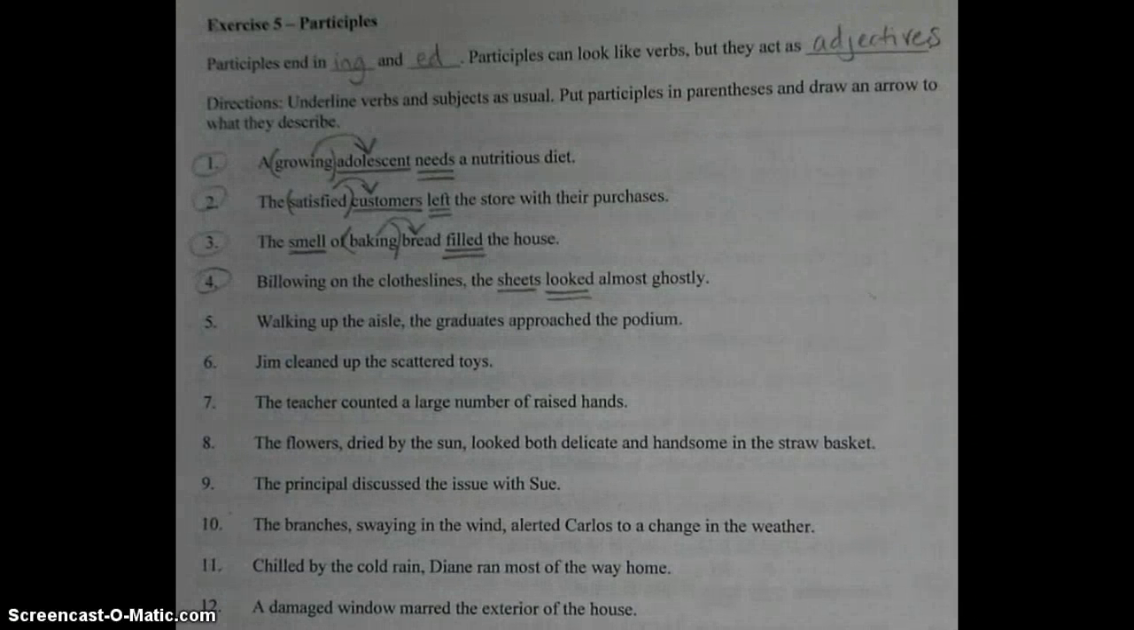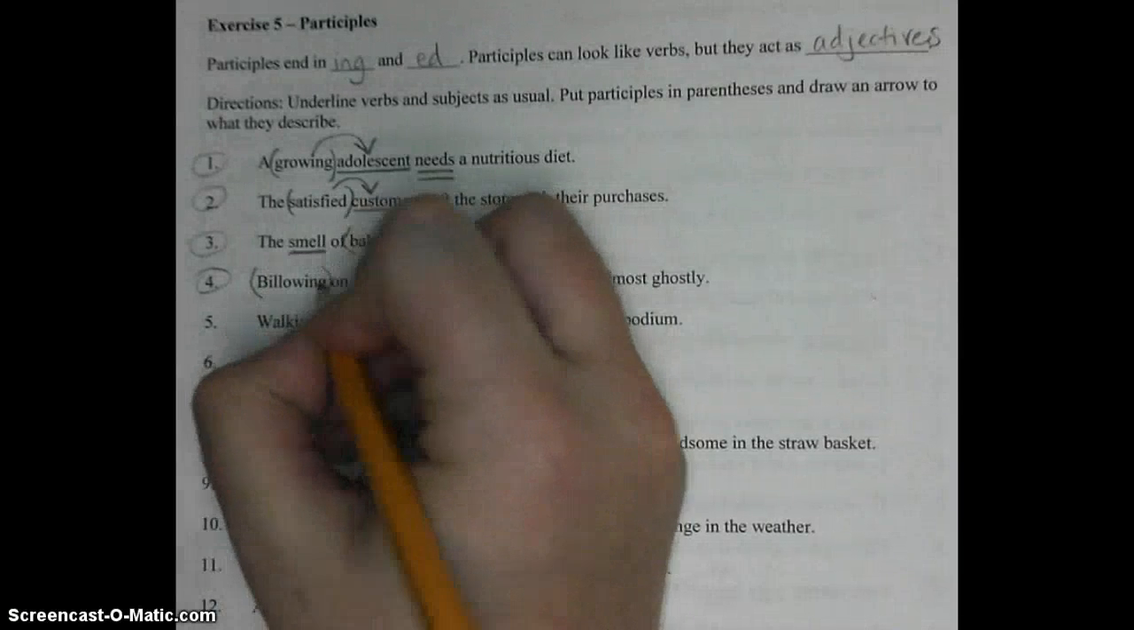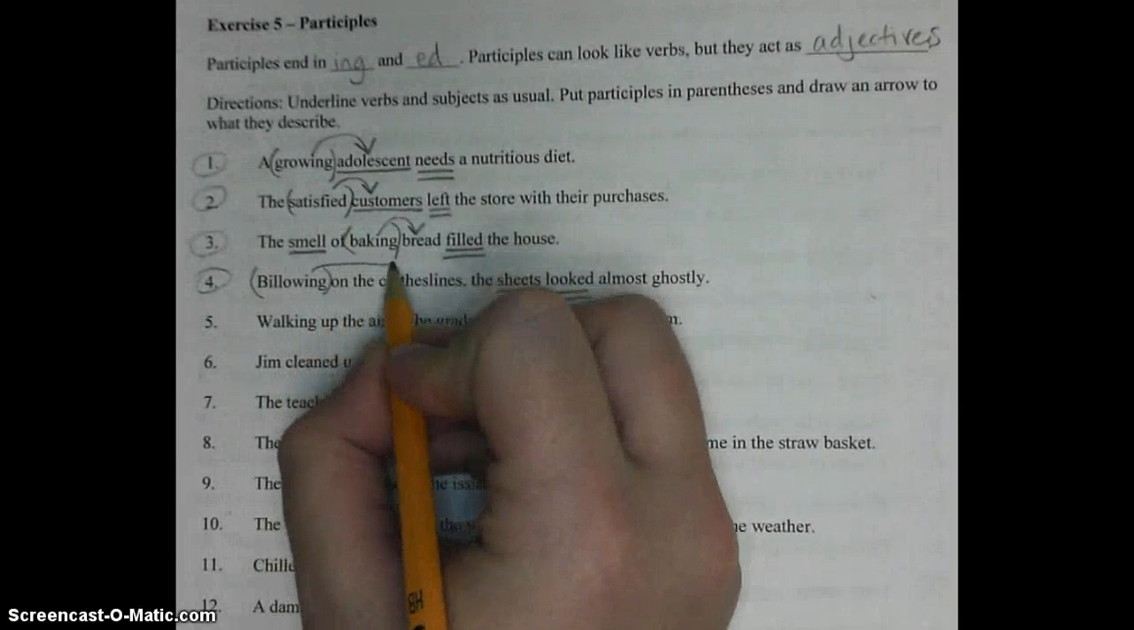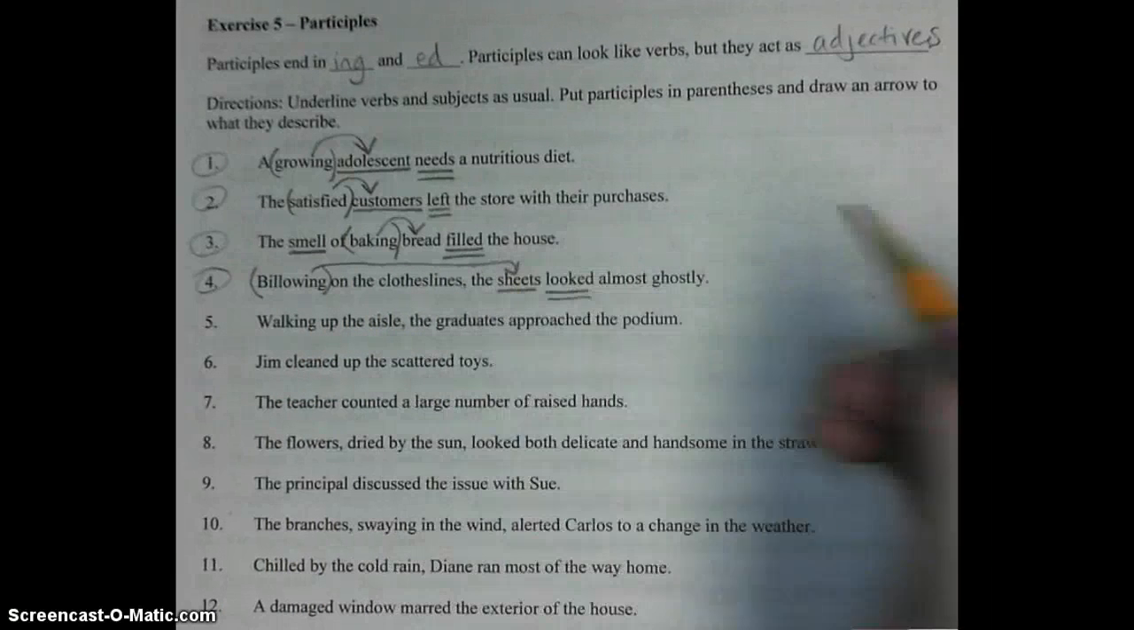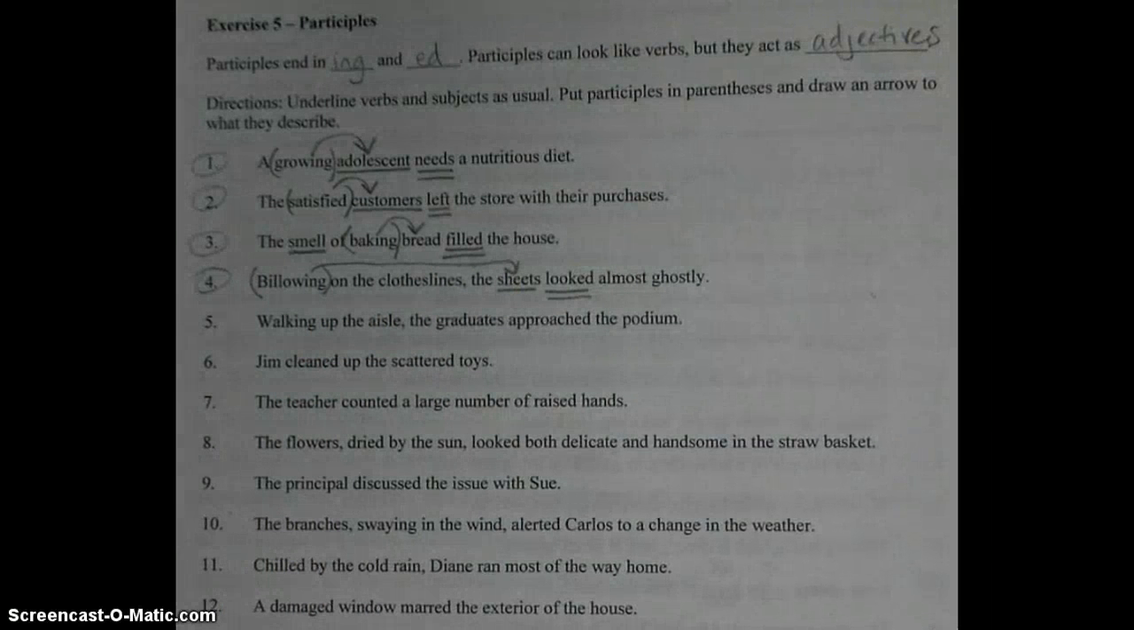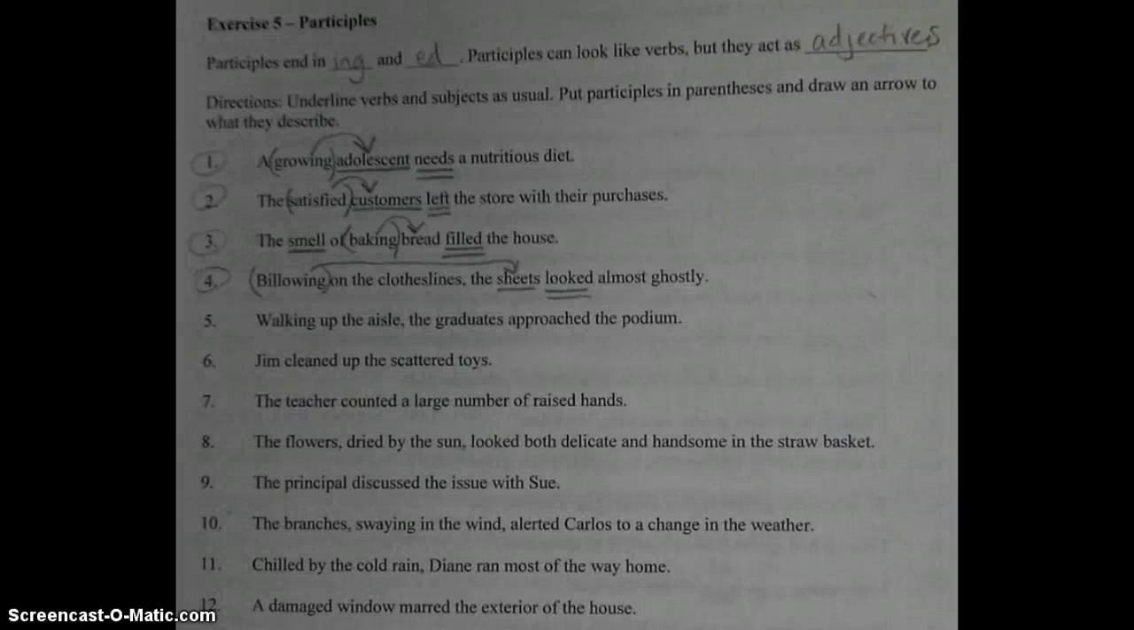Where's my participle? Well, my only option is billowing. What is billowing? Not the clotheslines. It must be the sheets. Let's see if I can get my arrow to fit. Okay. This can be tricky, so you need to pay attention and really look at what noun the participle is describing or modifying. Would you please pick 10 of your own out of the remaining ones to do?